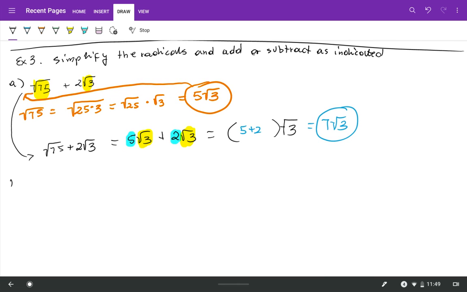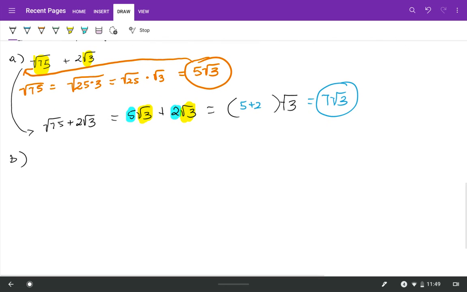Now B, 4 square roots of a square b minus 6a square root of b. Okay, so the same thing, I cannot subtract those expressions because I don't have like radicals. Here, the square root of b cannot be simplified. We talked about it in the previous section.